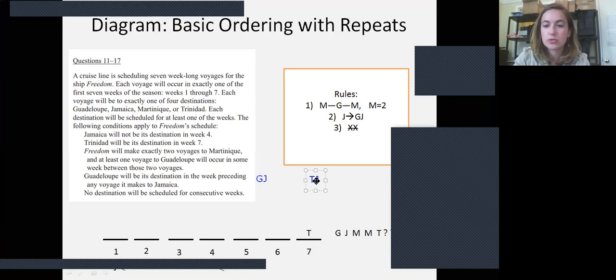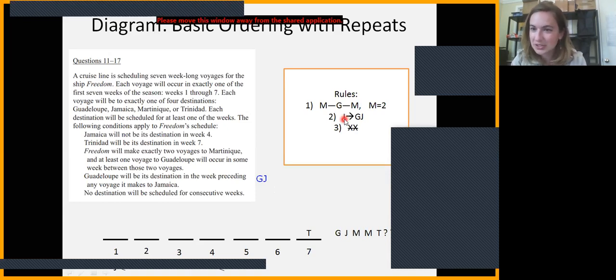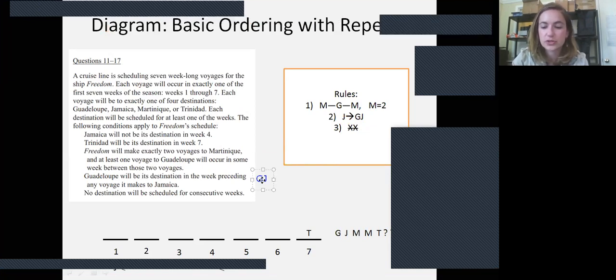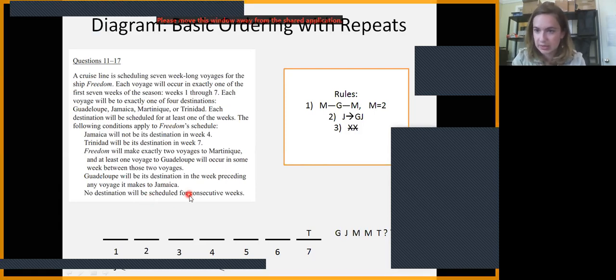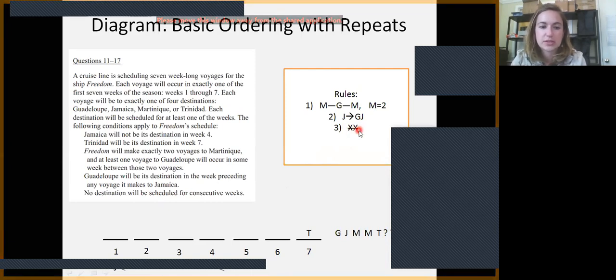So the way I write a rule like this is, if there is a J, J and G are always tricky, if there's a J, there's going to be a G preceding that J. And then no destination will be scheduled for consecutive weeks. The LSAT likes to use rules like that. Anytime I see the no consecutive rule, I just use an XX side by side with a slash through it.